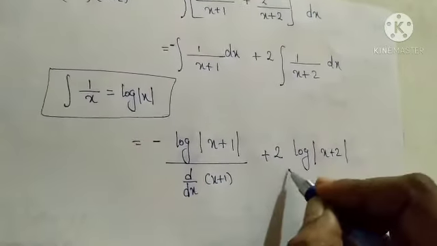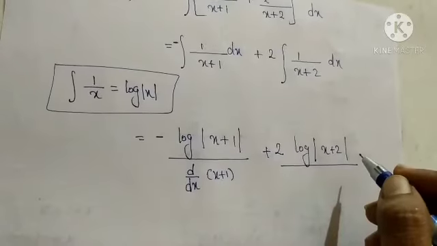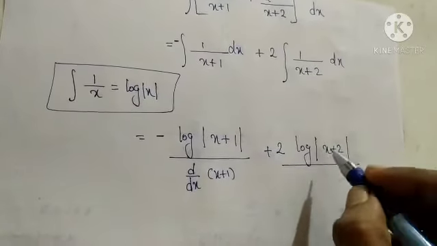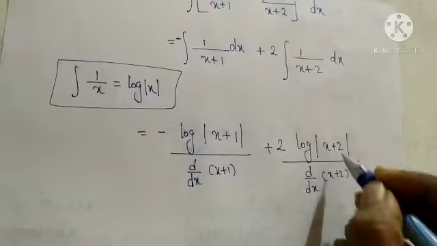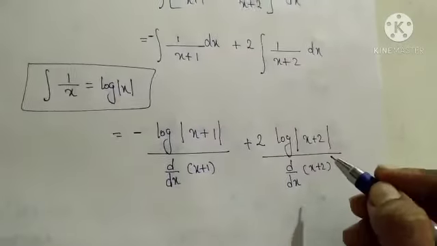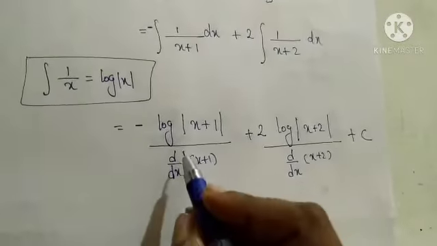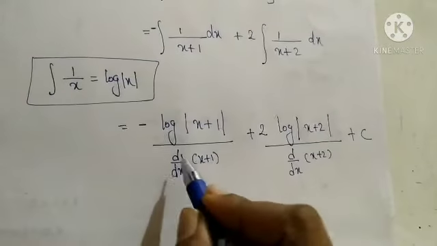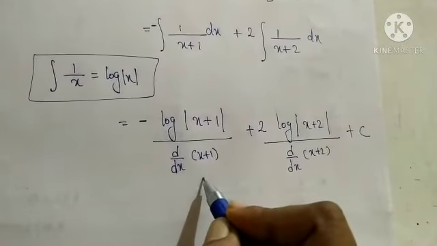Here x plus 2 is another function. We need to use the chain rule. By using chain rule, we need to find out the derivative of x plus 2 and write it in the denominator of the function. Okay, and also write plus c here. And here derivative of x is 1 and derivative of 1 is 0. So here also we get the value 1.